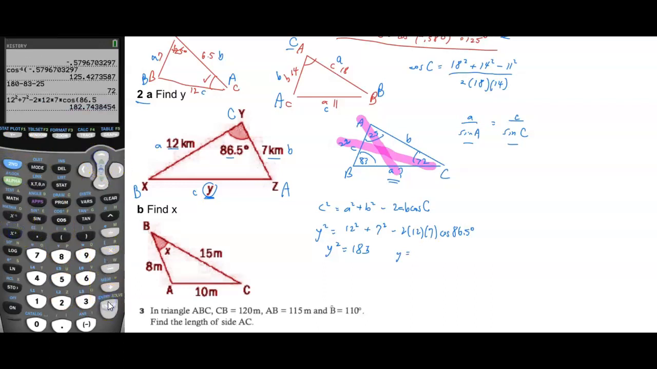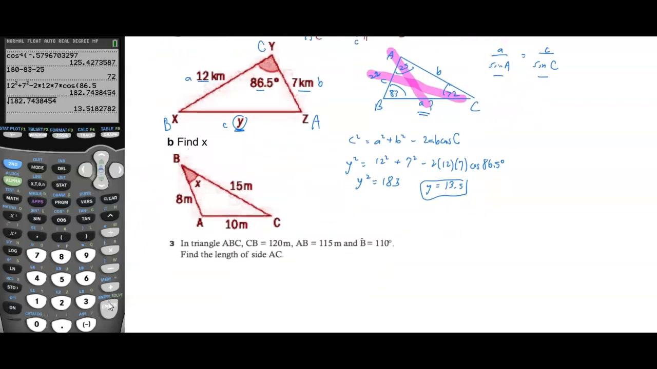So the answer is 13.5. Okay? All right. Part B, find side x. Or it's actually angle x. We want to find angle x and we know all the sides.